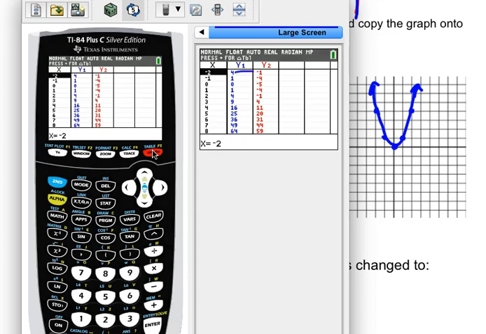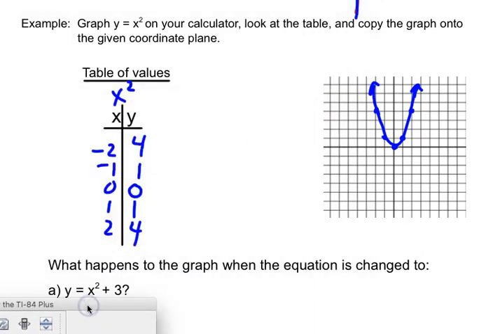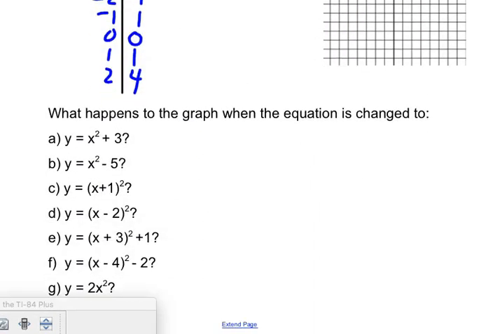If I look at second graph, I can see all the y's are 5 down. 4 minus 5 is -1. 1 minus 5 is -4. 0 minus 5 is -5. All the y's changed. Okay? So if you add or subtract at the end, you're simply moving it up or down. So this is 3 up. This is 5 down.